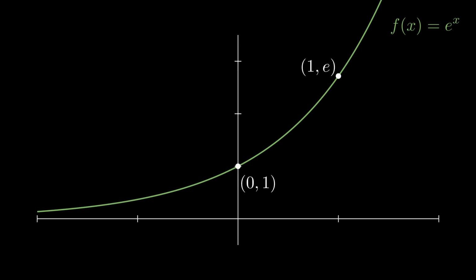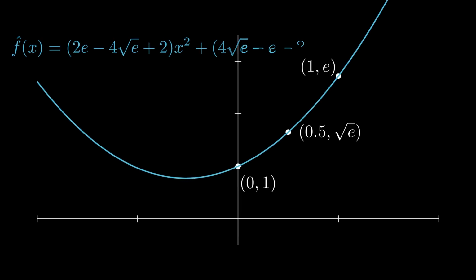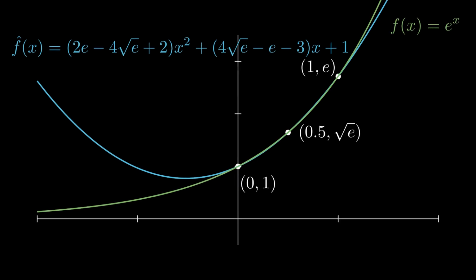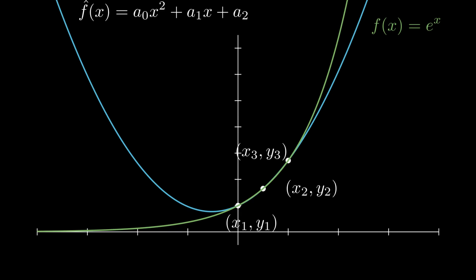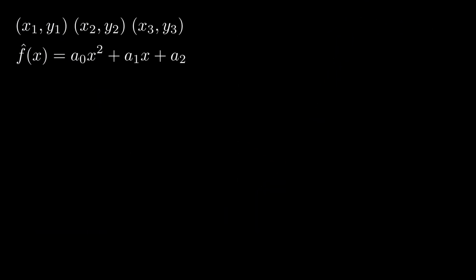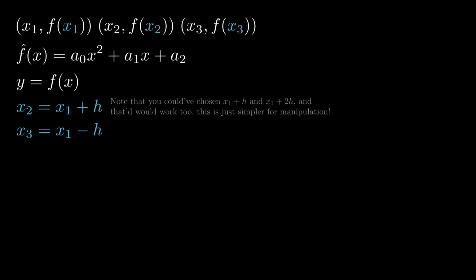How about if we increase the number of points that we sampled? Let's try 3. Once again, if we couldn't see the function and only these 3 points, what could be our best guess as to what the real function might look like? If you said a parabola, you'd be correct. This approximation seems to already be doing much better. Let's play around with it and attempt to generalize it as well. We'll follow a similar line of algebraic manipulation as before, rewriting all the y's in terms of f of x. Next, we'll rewrite x2 and x3 in terms of x1.